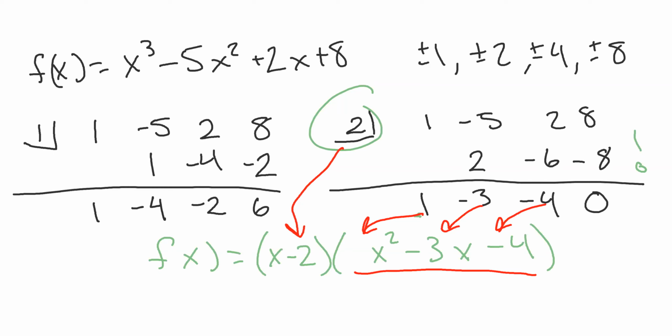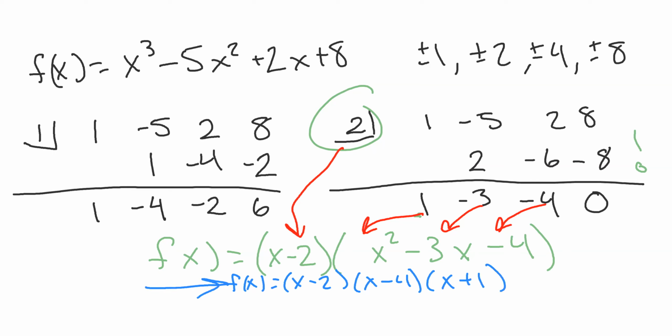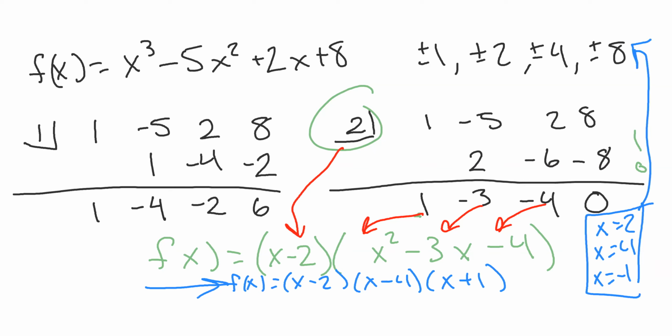So I'm going to rewrite this as f of x equals (x - 2)(x - 4)(x + 1). And there we go. We've completely factored our polynomial. So we can see the zeros are x equals 2, x equals 4, and x equals -1. And it's true that all of these zeros happen to be a subset of the possible zeros that we had.